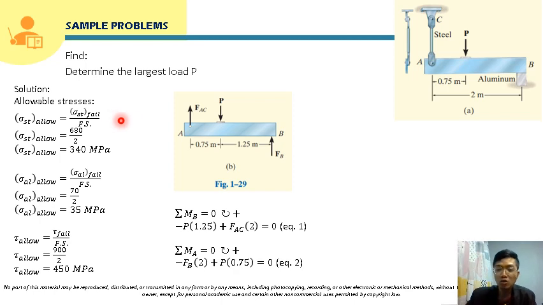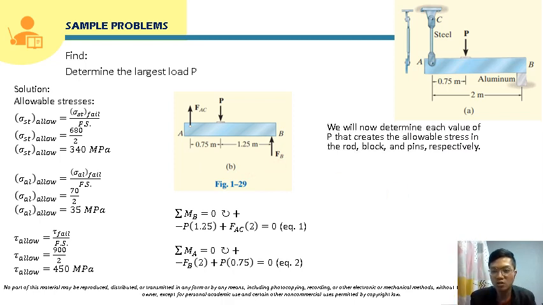And if we are going to solve for the normal force here at the steel rod, we are going to use FAC, and that will be equal to FAC if we are going to use the equilibrium equation to solve that internal normal force, right? So let's start solving this now.